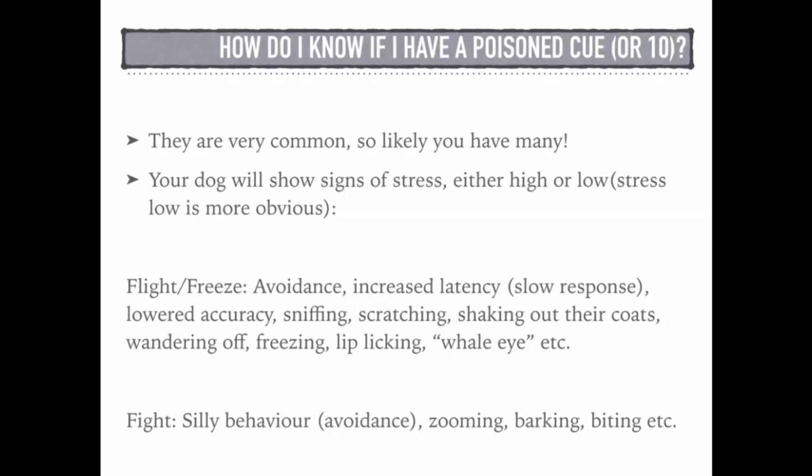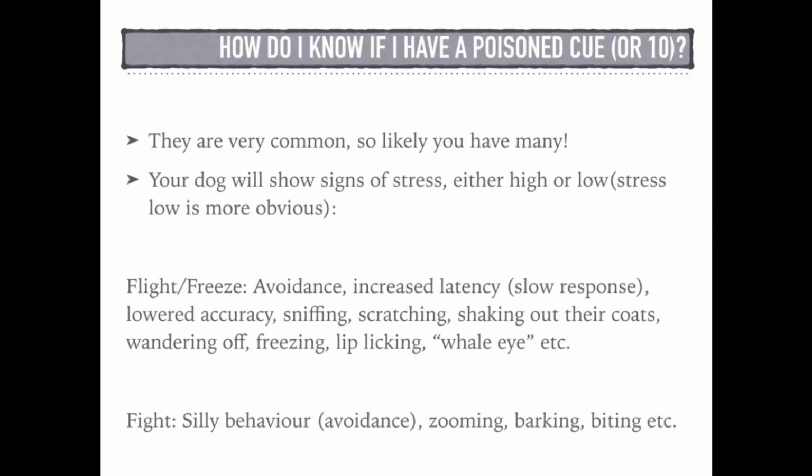In terms of the high arousal behaviors, you might see a dog who gets silly, does avoidance. You saw that little puppy in the crate who was wagging his tail and being all cute and everything. That's also avoidance behavior. Sometimes they can get zoomy. Some of them will start barking and biting. Those can also be signs of poison cues. But more typically, you're going to see the freeze and flight types of behaviors, because they just want to avoid the whole situation.